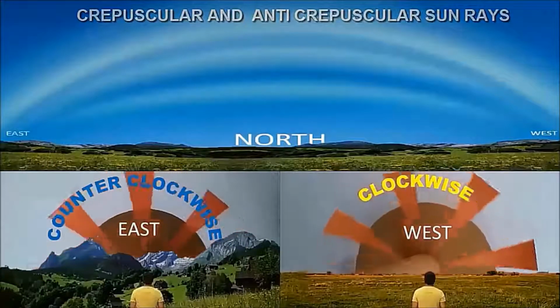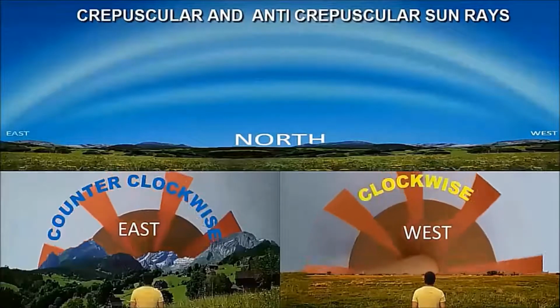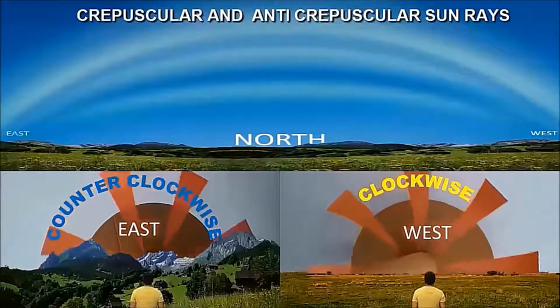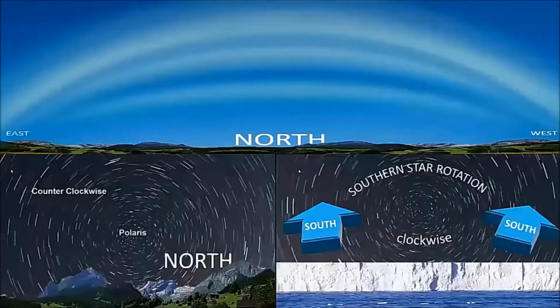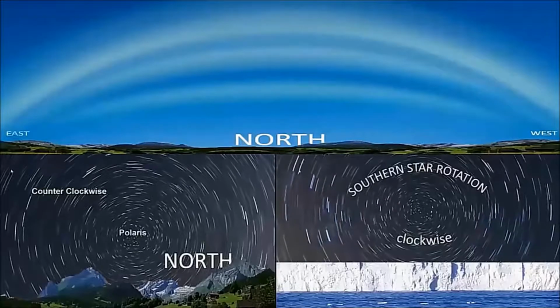Just like in my example of the rotating crepuscular and anti-crepuscular rays, the stars also have a rotation and a counter-rotation. They rotate counterclockwise in the north and visually clockwise in the south.